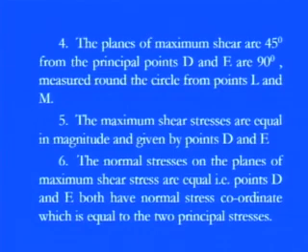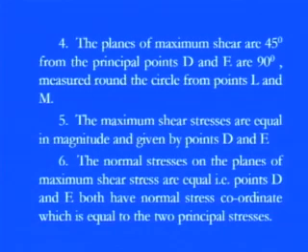The fifth point: the maximum shear stresses are always equal in magnitude and are given by points D and E, as we discussed in the previous graph. The normal stresses on the planes of maximum shear stress, the 45 degree planes, are always equal. That is the points D and E which we discussed in point 5. Both have normal stress coordinates equal to the average of the principal stresses.